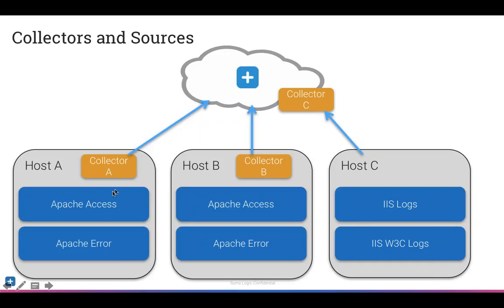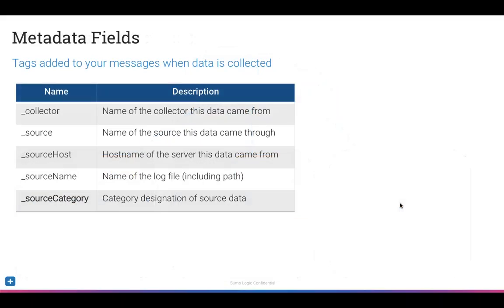But this looks pretty much like a typical customer. I've chosen web servers in here just as an example. This one has Apache Access. Host B also has Apache Access, and host C has IIS logs that it's sending over to Sumo. Now, the great thing for you to know is that every single message, every single log file, and the messages within that get sent over to Sumo get tagged with at least these 5 metadata fields.